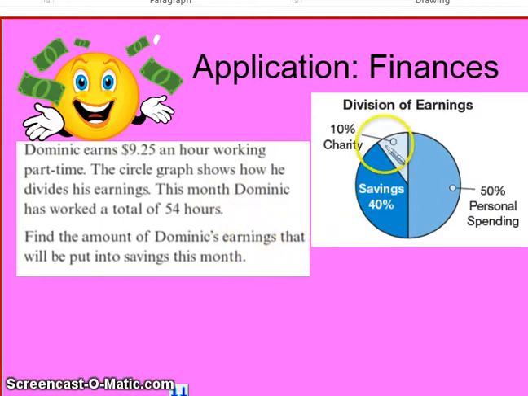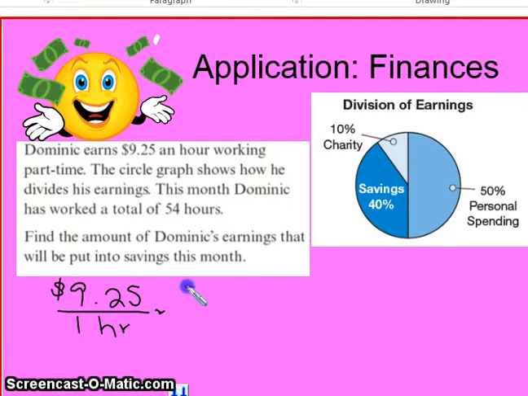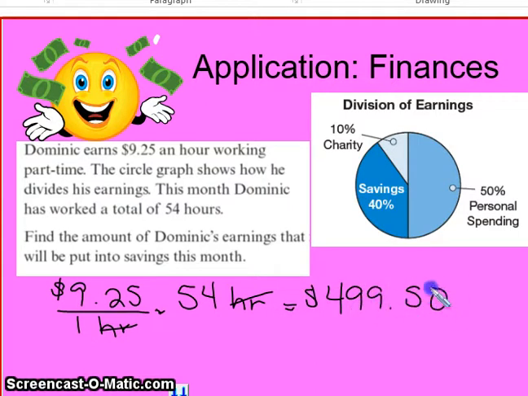Alright, so we know from this circle graph that he puts 40% of his income in savings. Now, in order to figure out what 40% of his income is, first we have to figure out how much money has he made. He makes $9.25 per hour, and he has worked 54 hours. So he's got $9.25 for every 1 hour, and he's working a total of 54 hours. Now, notice my hours cancel, and I've got 925 divided by 1 times 54, which means he has made $499.50. So this is his total income.